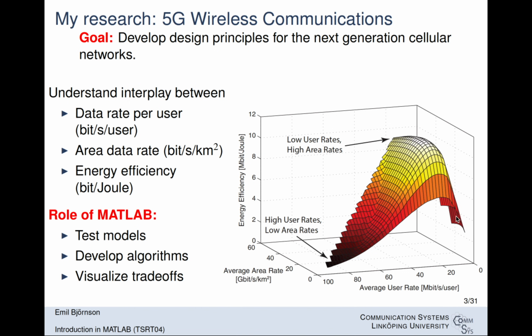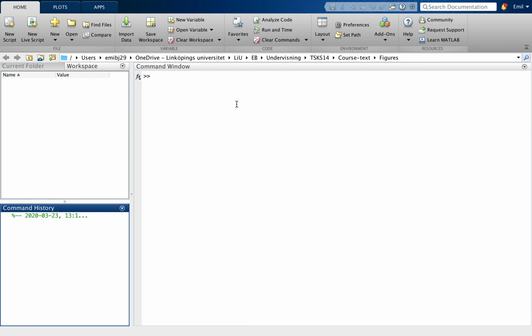And this graph here is something that I've generated in MATLAB, which tells me how these three different factors, energy efficiency vertically, average area rate, and average user rate, how they can interplay with each other. So there are different points here that are achievable in different ways. And in my research, the role of MATLAB is to test models, develop algorithms, visualize trade-offs as you see here, and then if you really want to use this in practice, you are going to re-implement things in a different way.